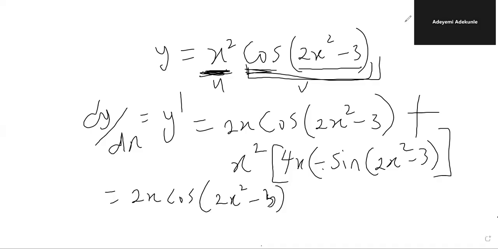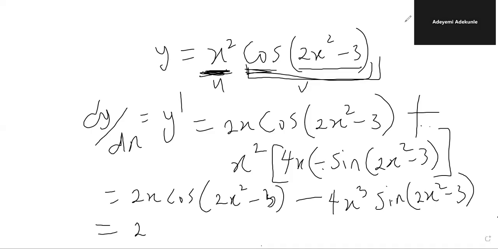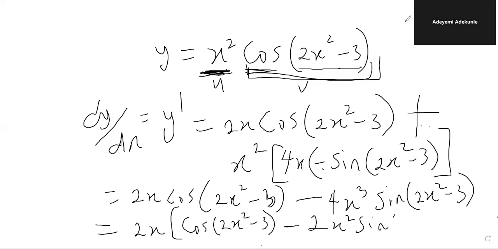Then we notice that this minus will affect this plus, so we change it to minus. Then x squared times 4x, that will be 4x cubed sine 2x squared minus 3. Looking at this again, something is common. 2x is common, so we can be left with cos 2x squared minus 3, then minus 2x squared, then sine 2x squared minus 3. So that's what we have on this.